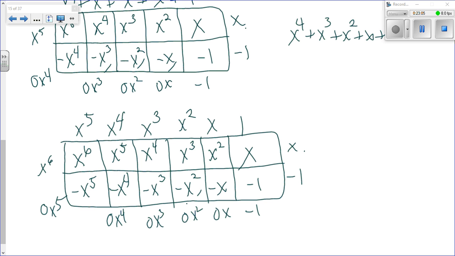So everything adds up. So I'll put a bunch of plus signs in between because they were all positive. So my answer is x to the 5th plus x to the 4th plus x to the 3rd plus x to the 2nd plus x to the 1st plus 1.